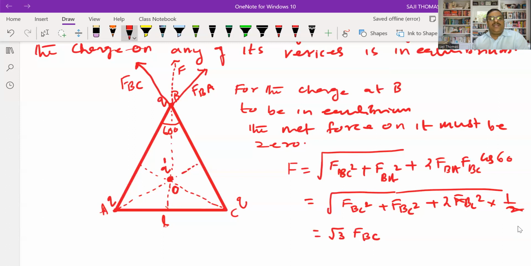Charges Q are at A and C. Now listen. At the centroid there is a charge Q dash, so its force should be in the opposite direction. That I am writing as F dash. So F is upward, and F dash, the force exerted by Q dash on B, has to be downward. Then only the total force can be 0. They must be equal, right?